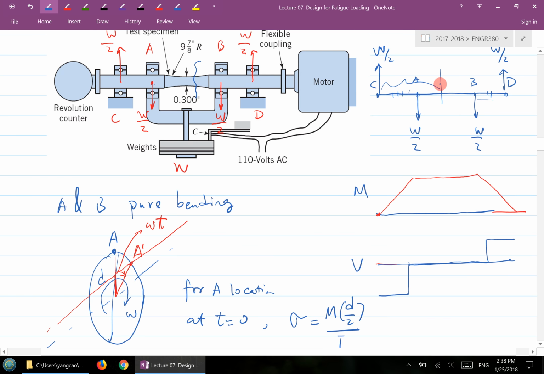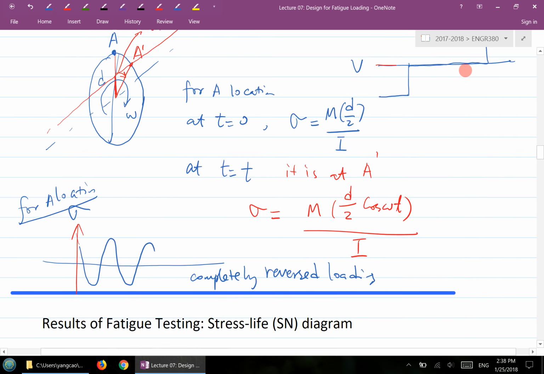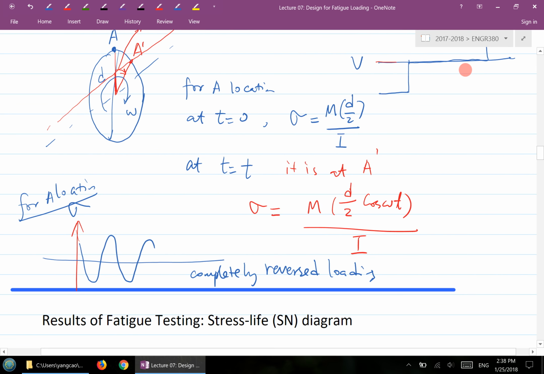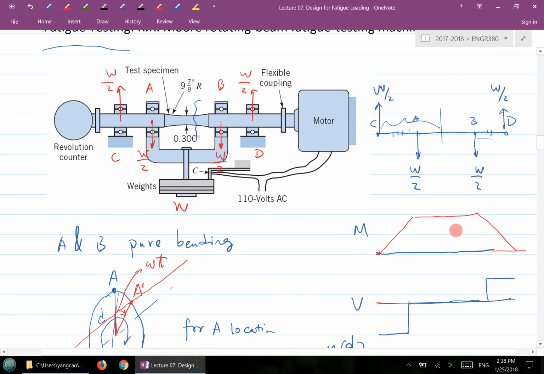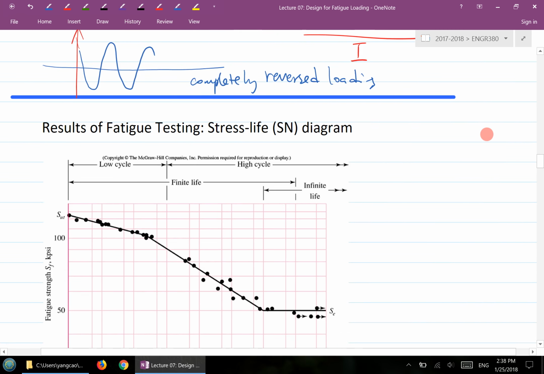It gives you complete reverse loading, and from here we will be able to sketch a so-called stress life diagram. So here's what you do. You apply one weight, for example, 50 pounds or 100 pounds. You subject this part to a certain number of rotations.